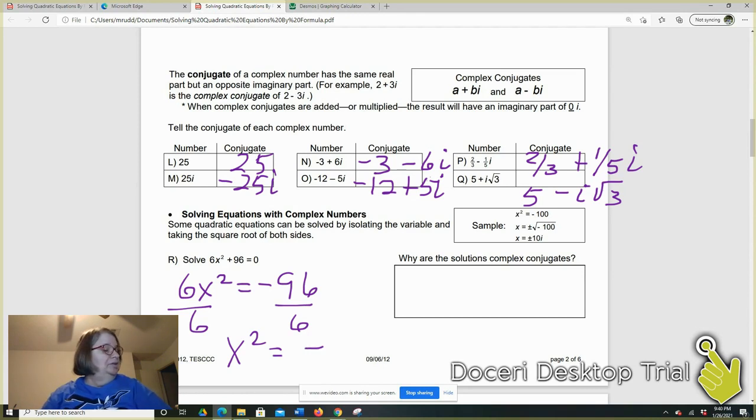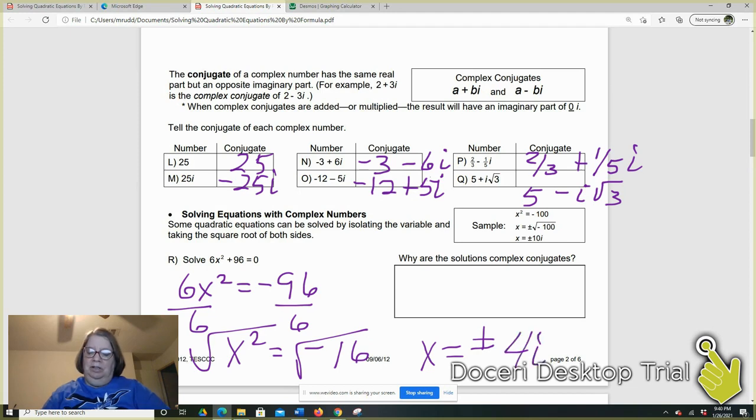Was that negative 16? Yes. Take the square root. Plus or minus, how do we simplify that square root of negative 16? That's 4i. Okay. Why are they complex conjugates? Because you have the plus or minus with the imaginary number.